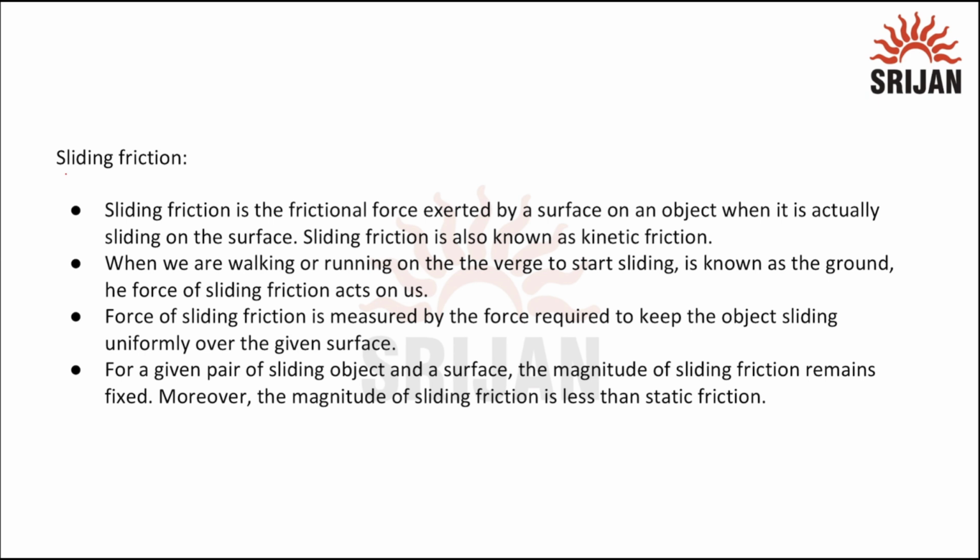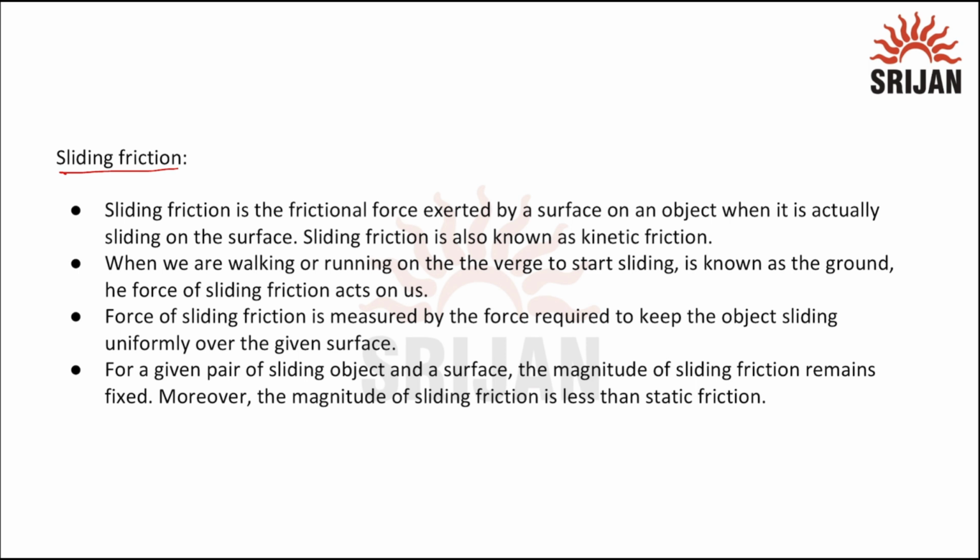Let's talk about sliding friction. Earlier, while you were applying force, static friction was there. Once the almirah started moving, a different force will come into action that is known as sliding friction. So sliding friction is the frictional force exerted by a surface on an object when it is actually moving. It is not at rest now. So in the previous example, once you overcome the static friction, a different friction, that is the sliding friction, will come into action.